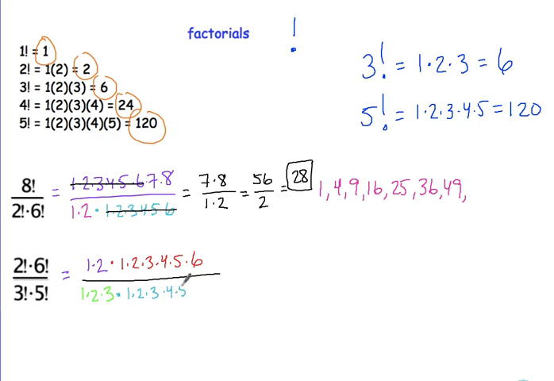And then let's cancel the stuff that is common on the top and the bottom. So for example, I've got 1, 2, 3, 4, 5 on top and bottom. Those would cancel. And I also have a 1, 2 on top and bottom. That would cancel. So all that's left on the top is a 6, and all that's left on the bottom is a 3. And when I divide those, I get a 2. Boom, done. Didn't need a calculator. Super easy.